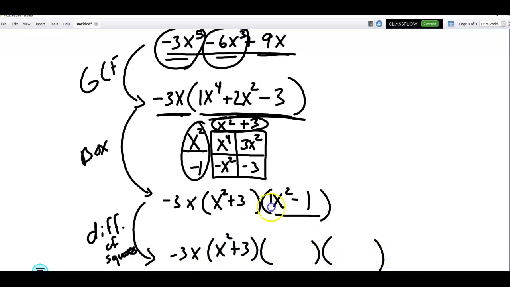How do we do that? We take the square root of that number, put it here and here. Take the square root of that number, put it here and here. You make one a minus and one a plus.